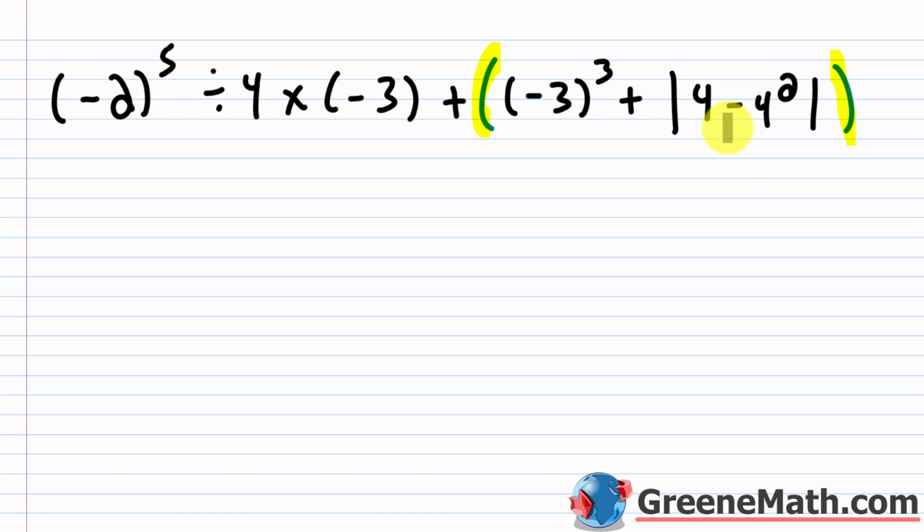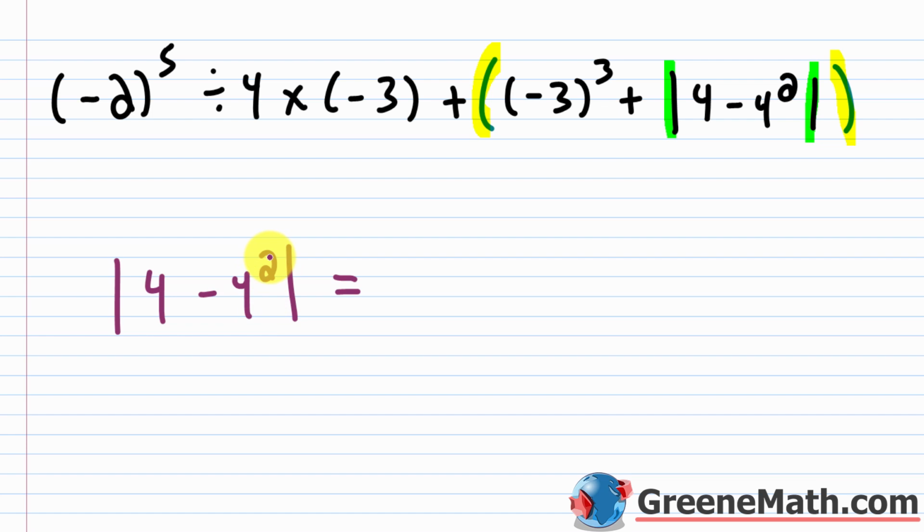But once I get inside, I need to reapply the order of operations. So I need to think about inside of here, are there any parentheses or grouping symbols? And the answer to that is yes. So if I come in here, I see that I have the absolute value bars there. And so those are grouping symbols. So I would want to start with this right here. So what is the absolute value of 4 minus 4 squared? Well, inside of there, you would think about, okay, I have subtraction and then I have an exponent.